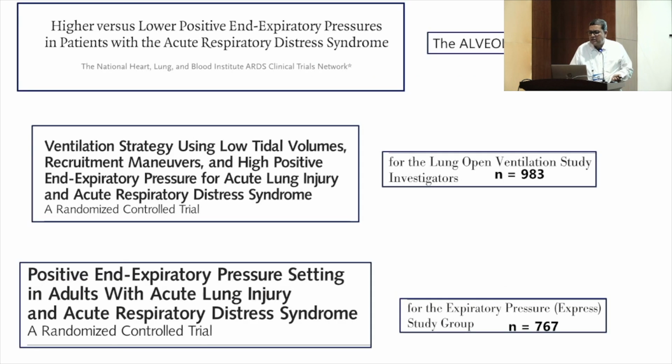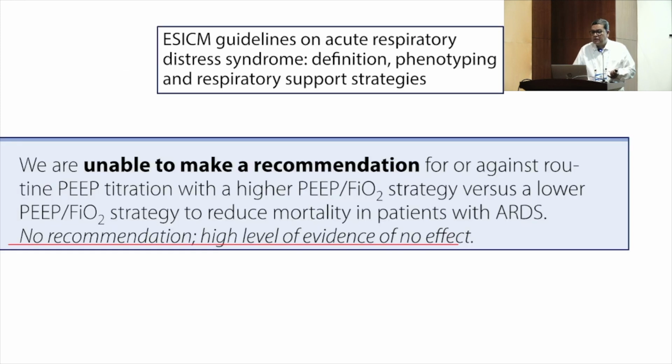But in any case, there have been 3 major studies which compared a low PEEP strategy with a high PEEP strategy. Low PEEP meaning generally PEEP less than 10, high PEEP meaning generally up to 15, 16 on average. The ALVEOLI study, which is part of the ARDSnet trials, the LOVS, the Lung Open Ventilation Study, and the EXPRESS study, the Expiratory Pressure study. So over 2,000 patients in all. And all these 3 studies basically did not show any difference in outcomes, whether you use low PEEP or high PEEP.